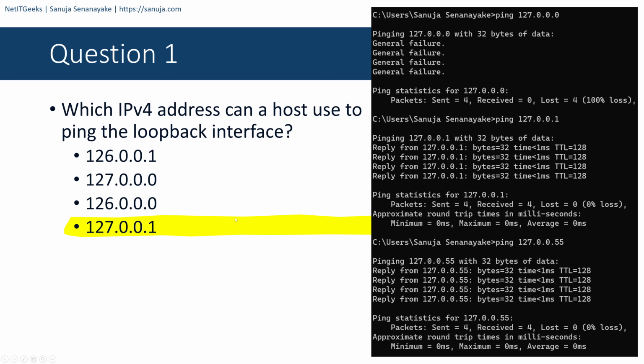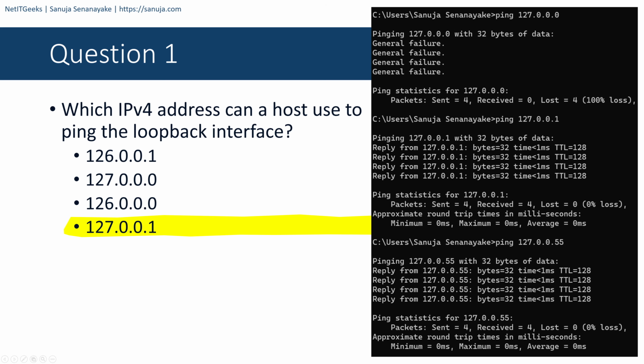So again, the IP address on the loopback interface is not always going to be .1. It could be any IP address between 127.0.0.1 to 127.255.255.255, because you could fill out all of these octets after 127 all the way up to 255. But 127.0.0.0 is going to be our network address, and that's why you cannot ping that.